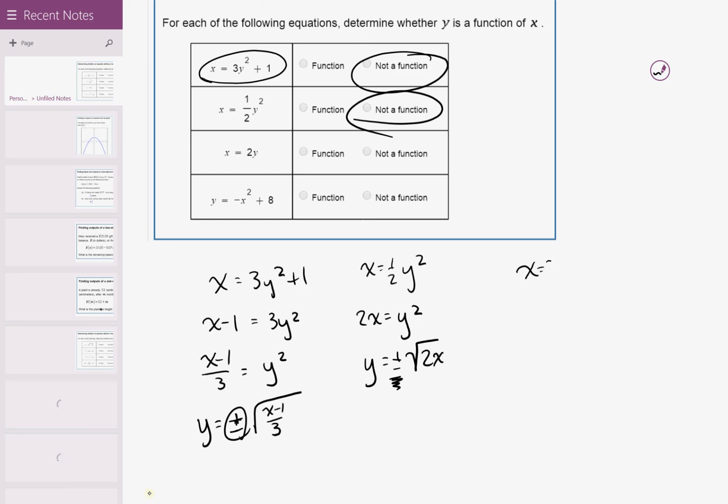x is equal to 2y. That means that y is equal to x over 2, right? Divide both sides by 2. And that is a function. That is the function of a line, as a matter of fact. And then y is equal to negative x squared plus 8. And that's already solved for y. So that is a function.